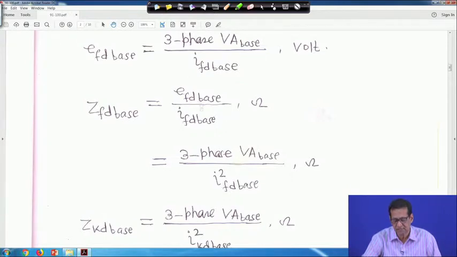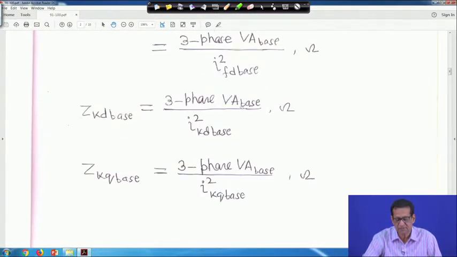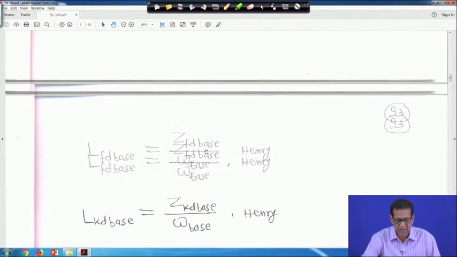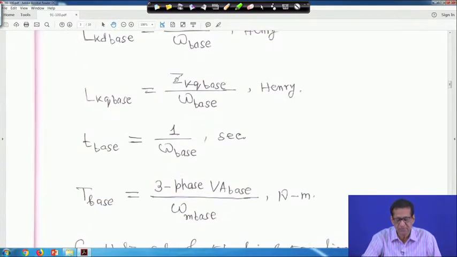In this one, numerator and denominator one can multiply by IFD. And ZKD base is equal to 3 phase volt ampere base upon I square KD base, in ohm, and ZKQ base is 3 phase volt ampere base upon I square KQ base, in ohm. And LFD base is equal to ZFD base upon omega base, in Henry, and LKD base is equal to ZKD base upon omega base, in Henry. Then LKQ base is ZKQ base upon omega base, in Henry.